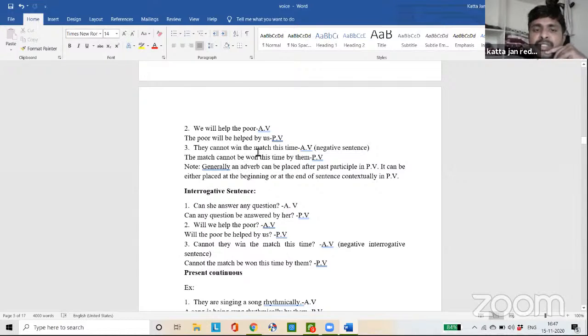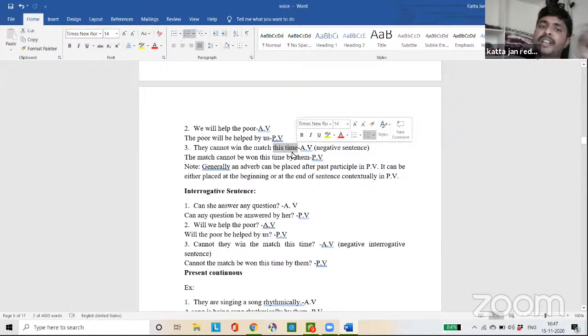They cannot win the match. This is a negative sentence. They cannot win the match this time. Right? See, what is the object here? They cannot win what? The match. What is this time? The remaining part of the sentence. It is given at the end. So in the passive voice, we should use it at the end. See, the match cannot be won, V3, win becomes won, right? By them. See here, this is also the way that we can transform into passive voice.